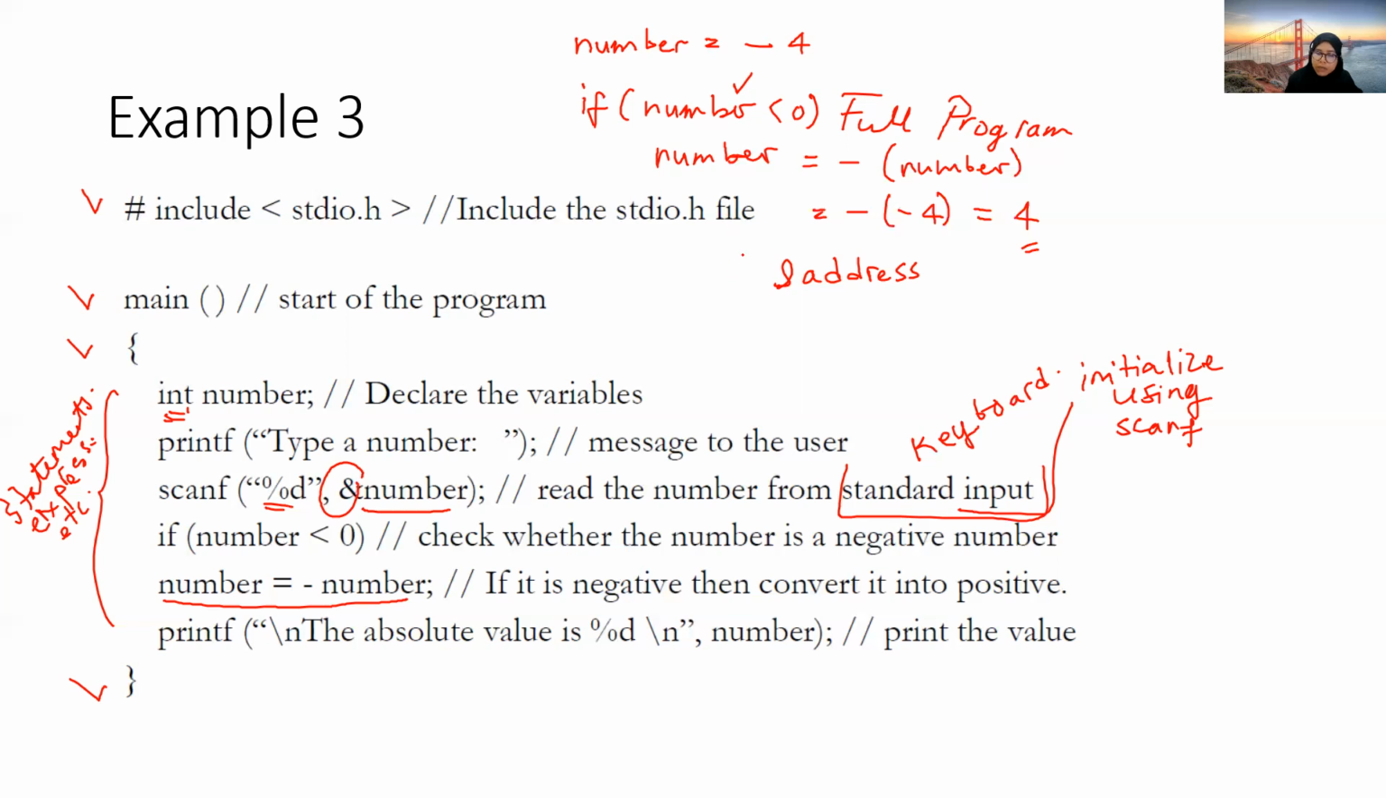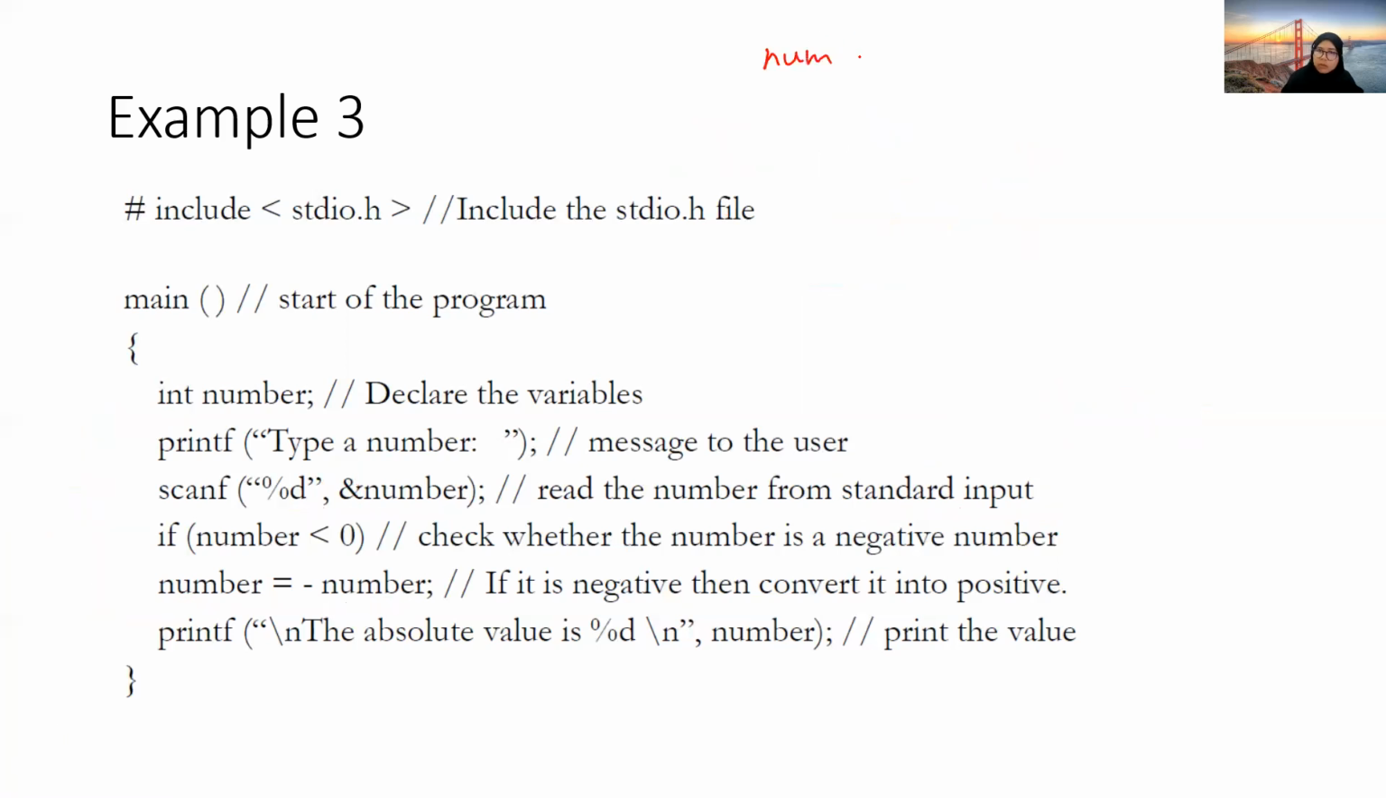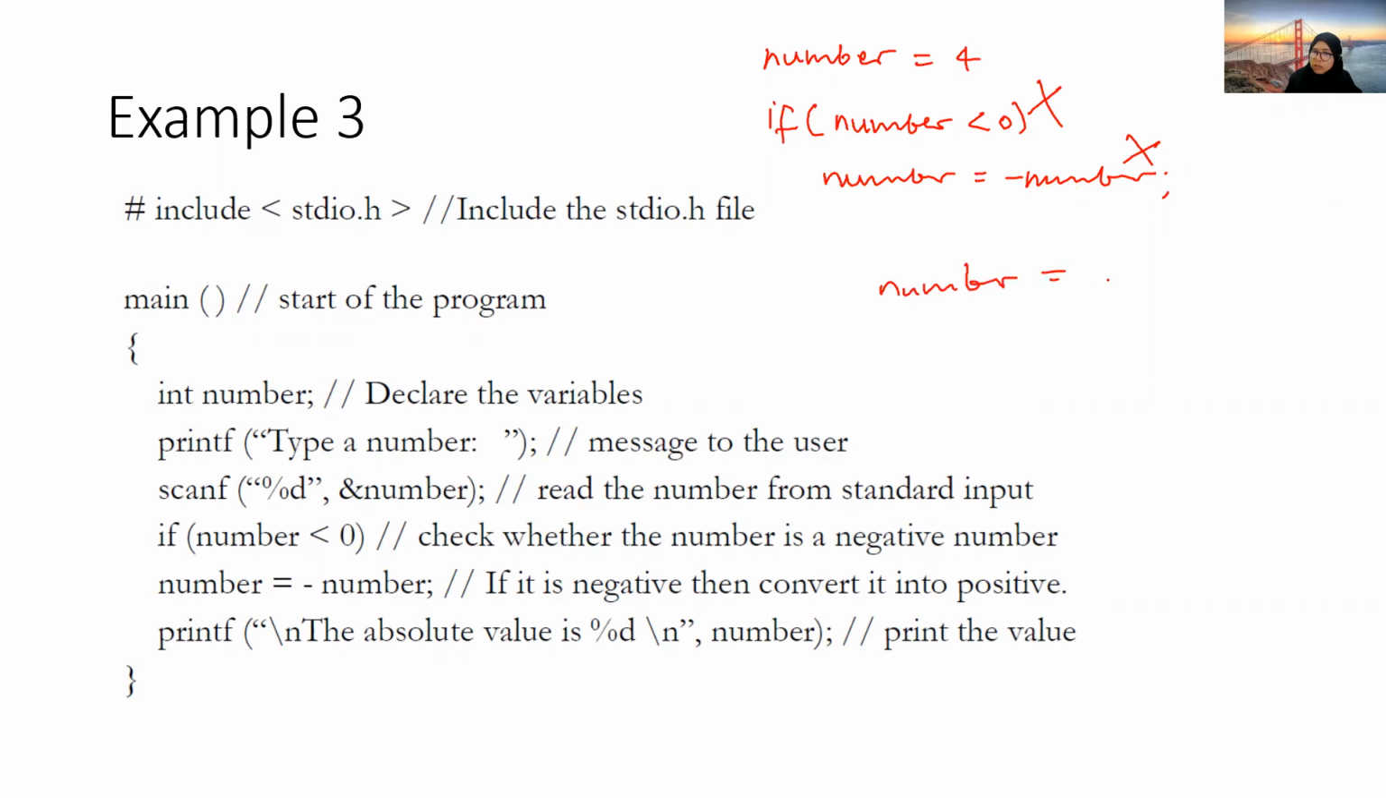Now, what if number equals +4? My condition is if number is less than 0, number equals minus number. Let's look at this one. Number is less than 0, is it? No, because it's +4. So is the statement minus number executed? No, it will not be executed. So number still equals 4.